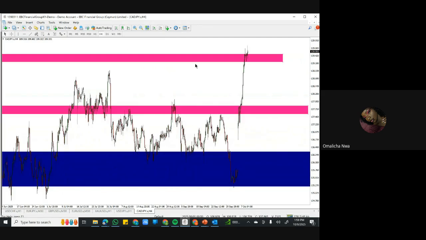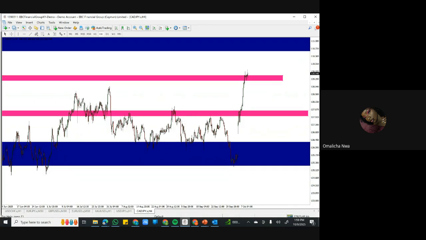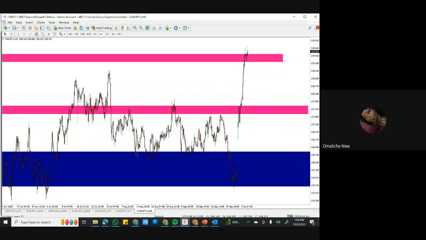Now take a look at our pink line. You can see that price is resisting here on our pink line. Take a look, you can see price is resisting here on our pink line. Price has resisted here before in the past. Take a look at what the market did here. Consolidated so much because there was no clear direction.